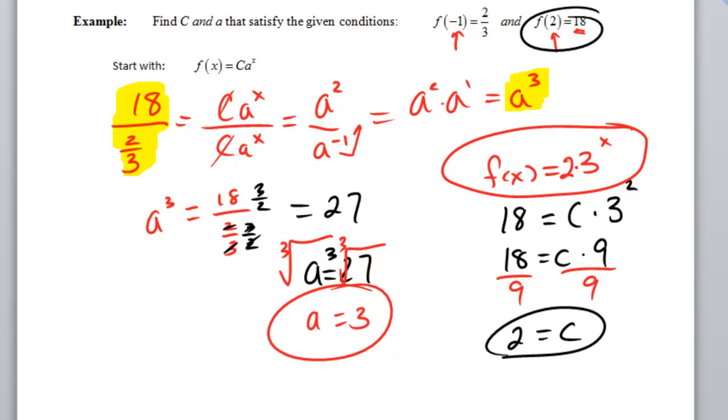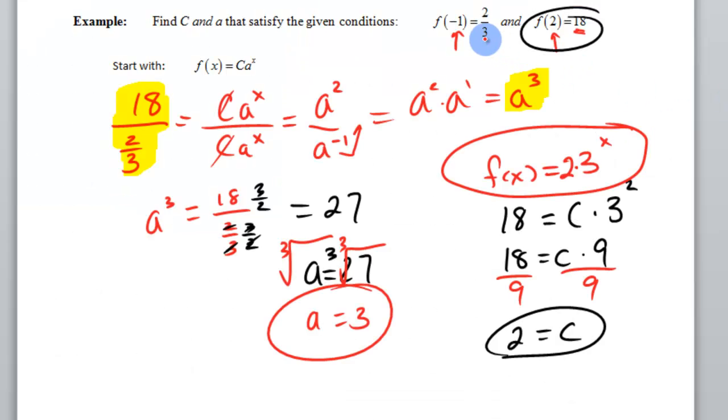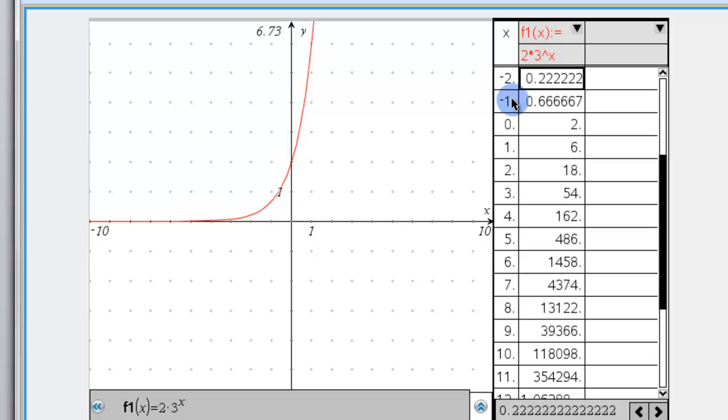So let's look at the graph. Here's the graph. So there's my 0, 2, right? And what were my 2 points again? Negative 1, 2/3 and 2, 18. Let's see if it works. Negative 1, 2/3 and 2, 18. Yep, and that's what it looks like. It goes through 0, 2, and 1, 6, which we didn't know was 6 before, but that's what it is, and that's what the graph looks like going through those 2 points.